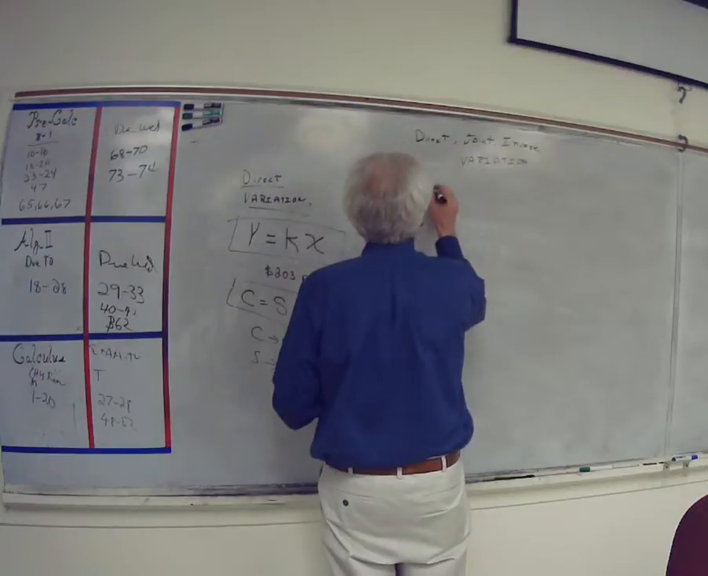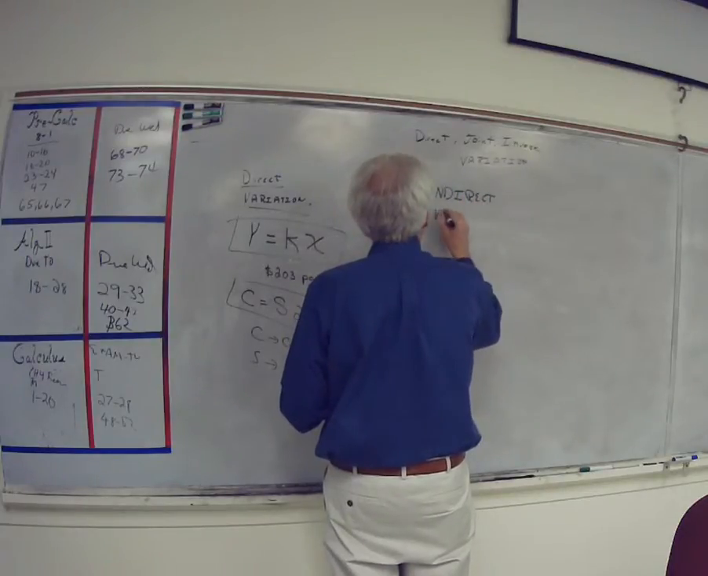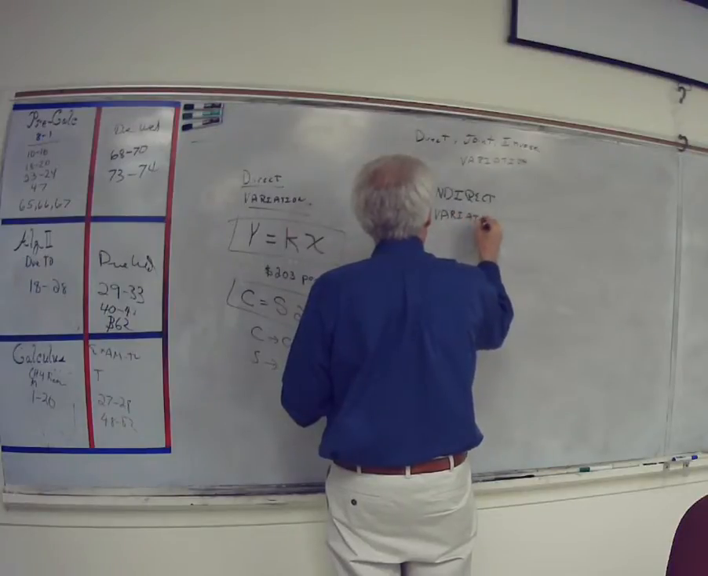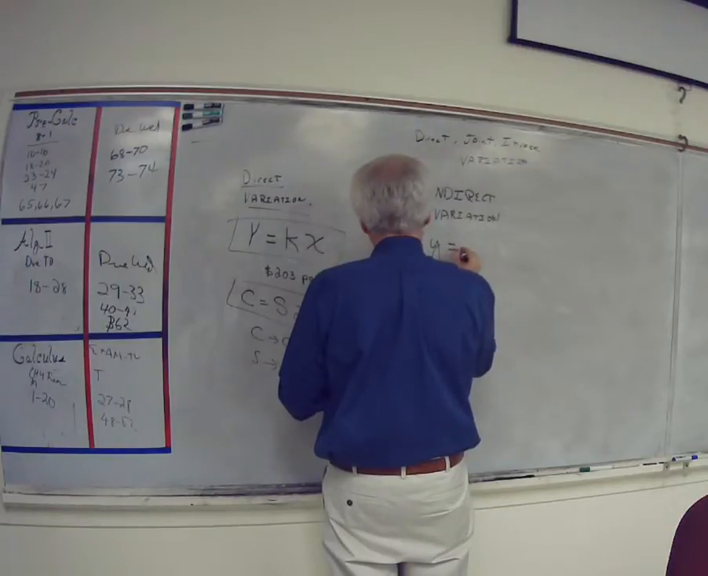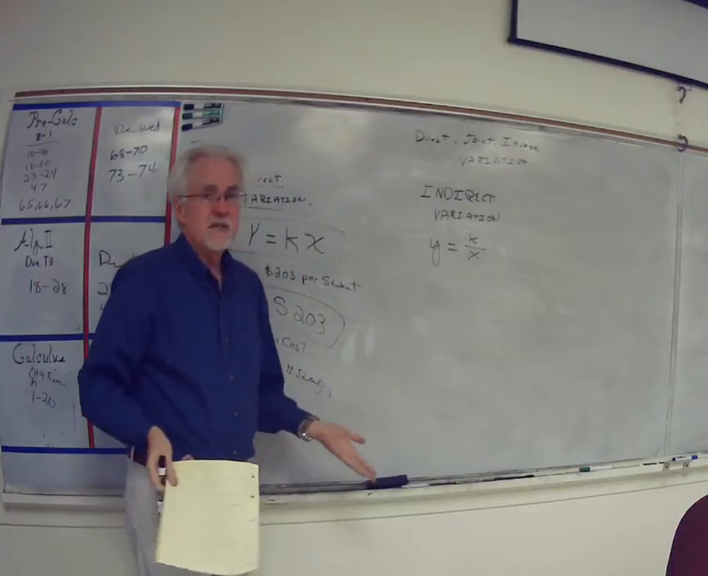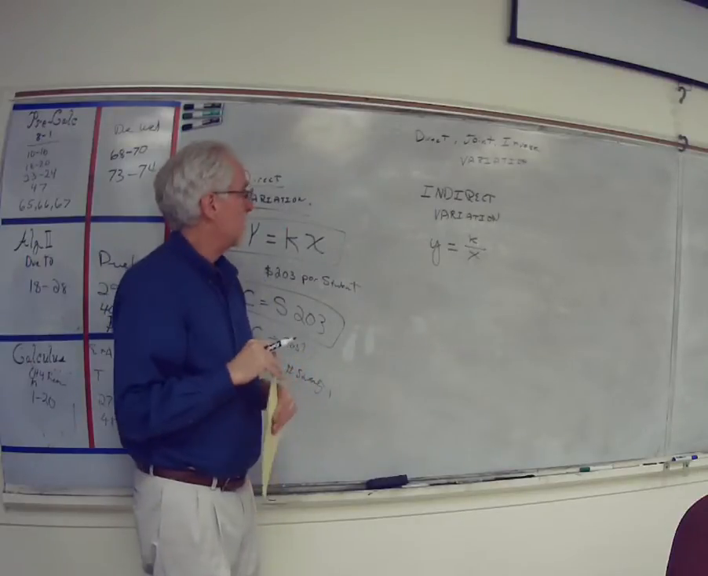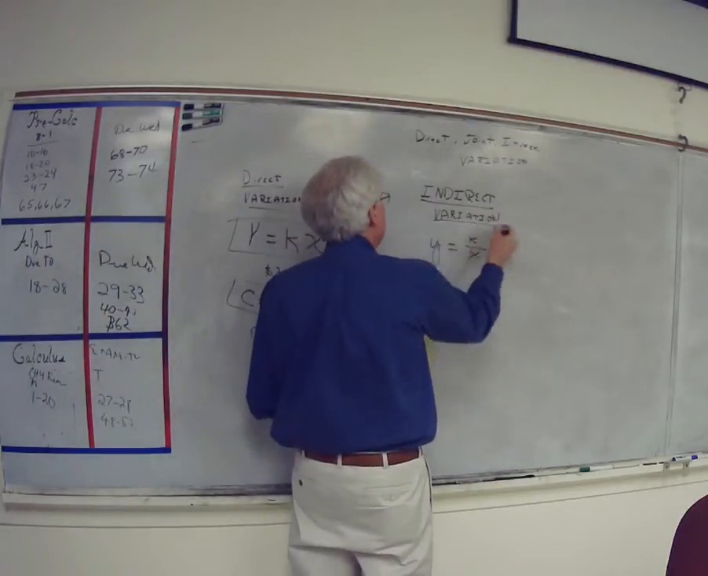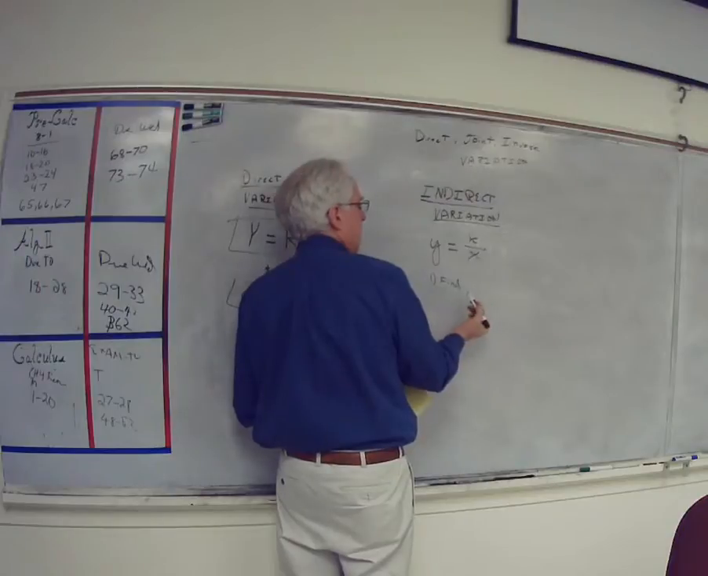Okay. Now there's another one. And the other one is indirect variation. In this case, what you have is y is equal to k over x. Okay? So as x gets bigger, y gets what? Smaller. Okay? So if they say indirect variation, that cues you on this, but number one, you find what? So step one, I'm going to find what? K.